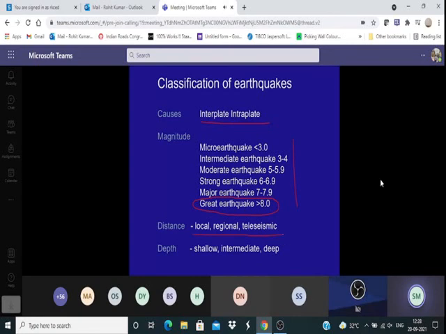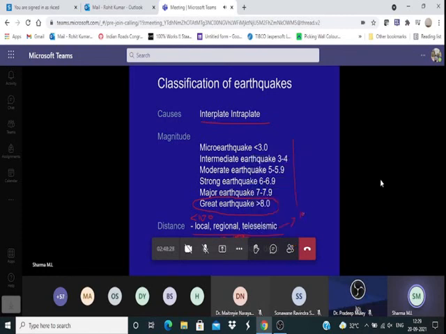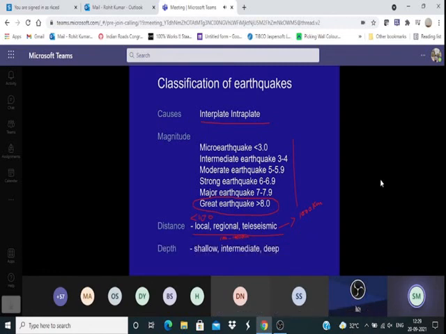Then based on the distance, how far it is from you, if it is within 100 kilometers, we call that a local earthquake. And if it is between 100 and 1000 kilometers, we call this a regional earthquake. If it is more than 1000 kilometers, we call this teleseismic. And we use it very, very often. Shallow earthquakes are less than 30. Intermediate earthquakes are between 30 to maybe 300. These are more than 300. There are many definitions. Sometimes we use 70, and different authors have given different definitions for this.